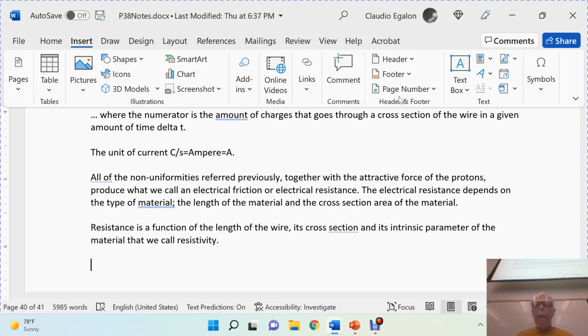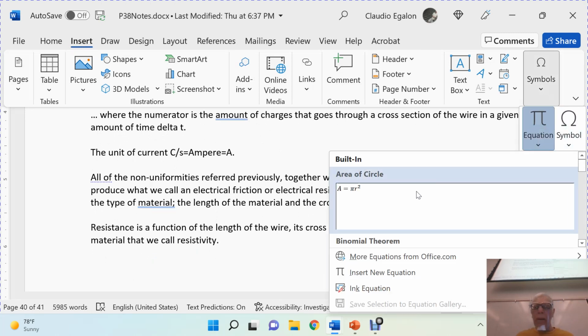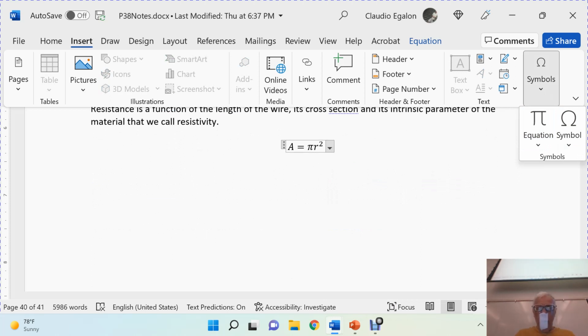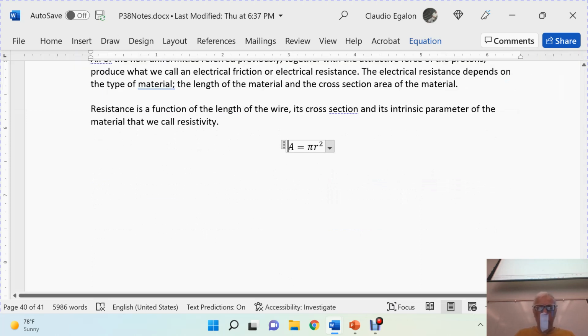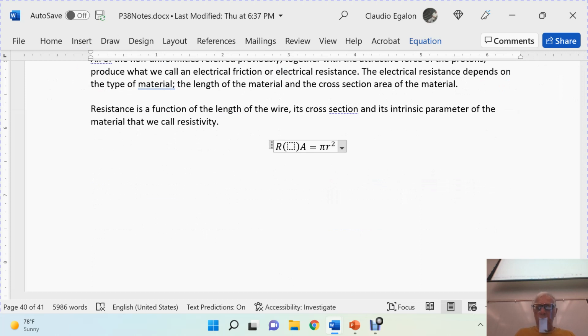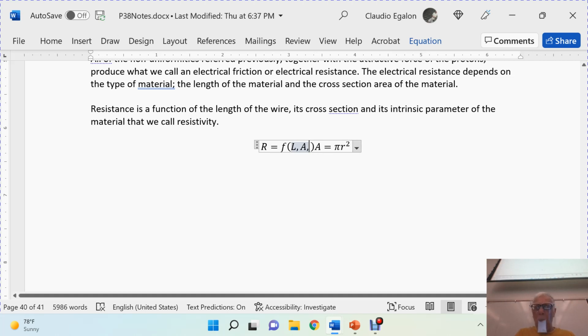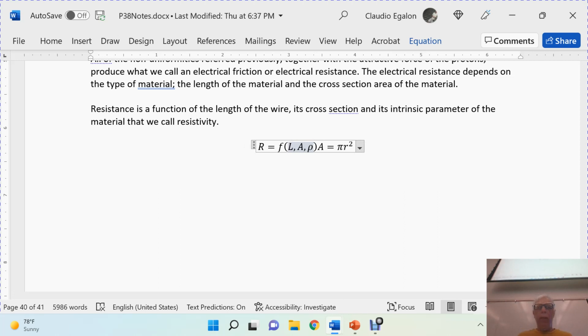What else can we say? Let's do the equation right in here. Here we go. Resistance is a function of the length of the wire, the area of the wire, and an intrinsic property of the material that we call resistivity.